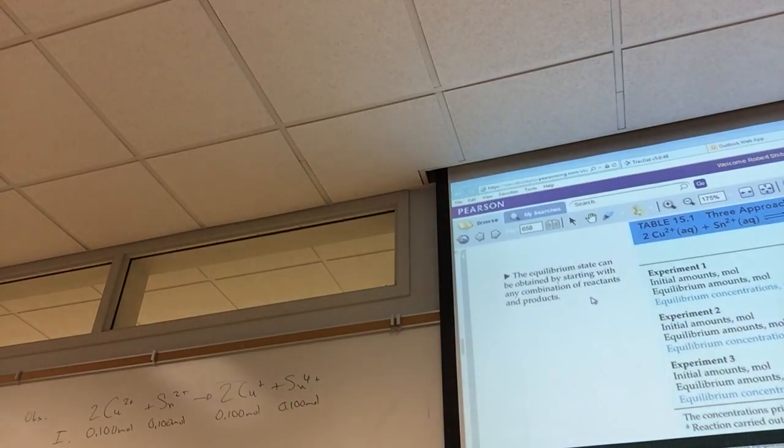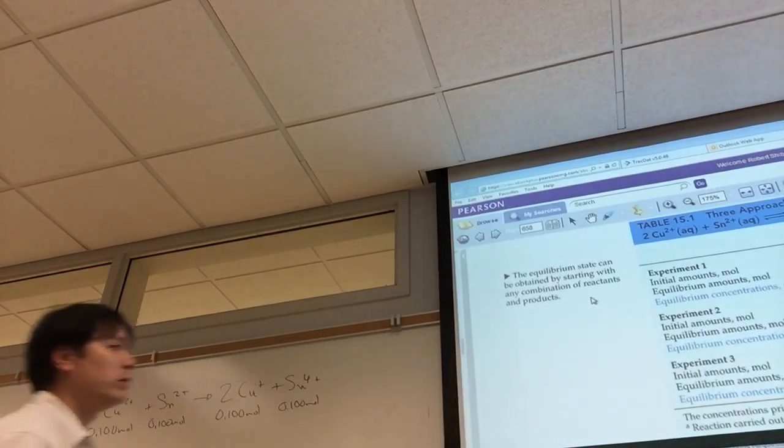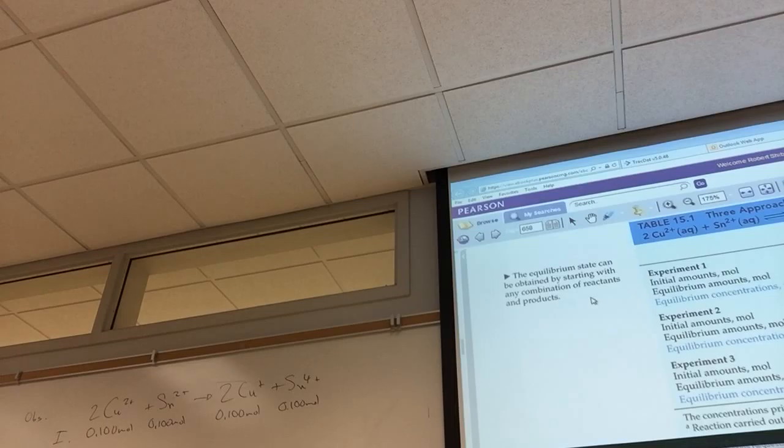Do we have to measure all the equilibrium amounts? No, all we need to do is measure one. If we measure one of these, let's say we just measure the copper 2, the copper 2 equilibrium amount comes out to 0.0922. This is 3 sig figs.